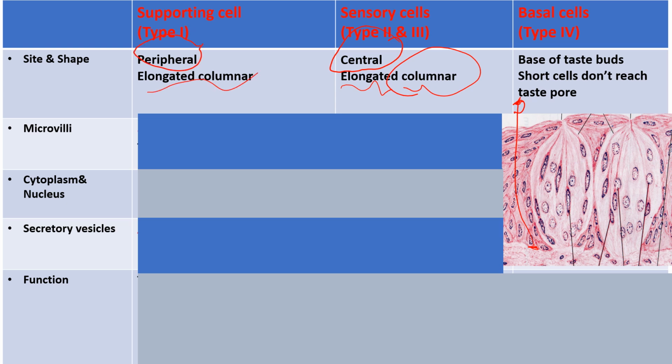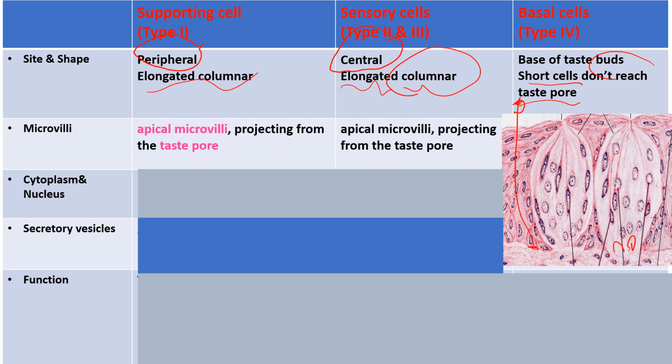What about the third cell, which is the stem cell? It will be a small stem cell resting near the base. It is a short cell. It doesn't reach our opening, which is the taste pore. Which one of them contains microvilli projections? Both of them, supporting cells and sensory cells, contain apical microvilli. The basal stem cell is very short and doesn't have any microvilli.